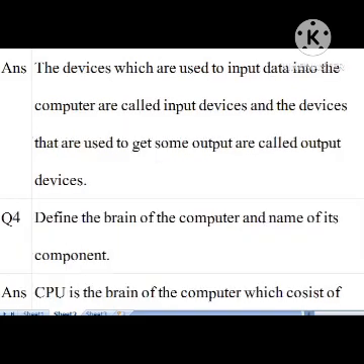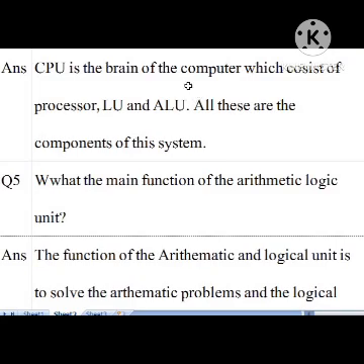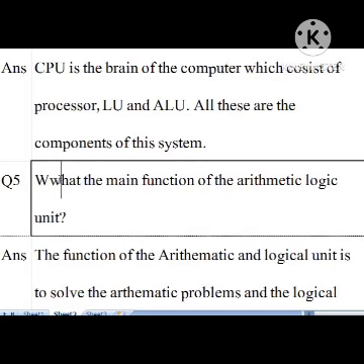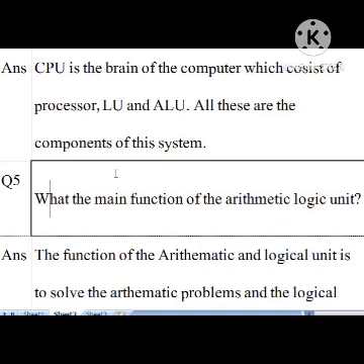The devices which are used to input data into the computer are called input devices, and the devices which are used to get some output are called output devices. Define the brain of the computer and name its components. CPU is the brain of the computer, which consists of processor, CU and ALU. All these are components of the system.